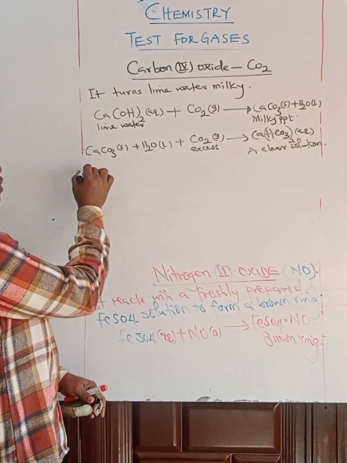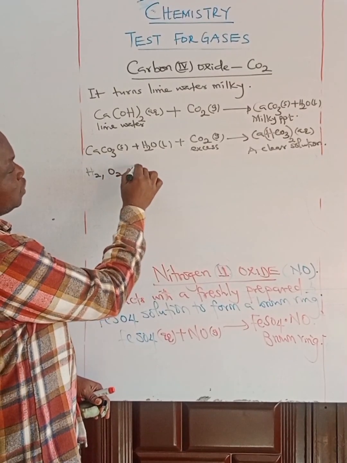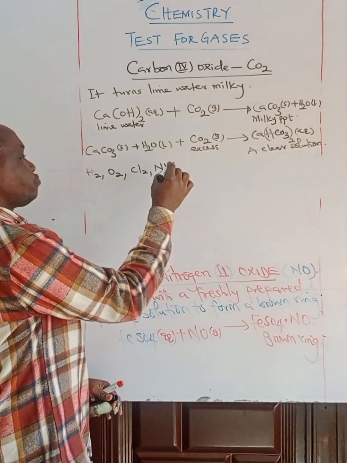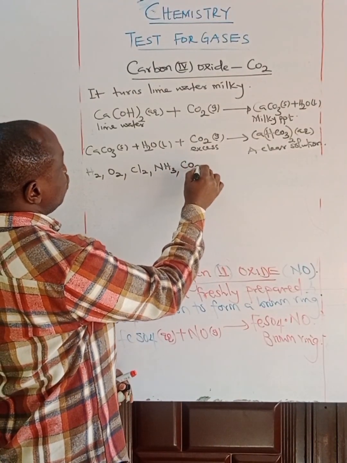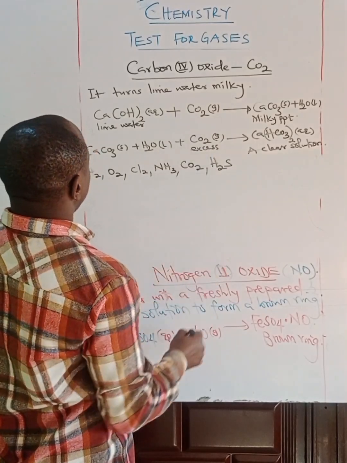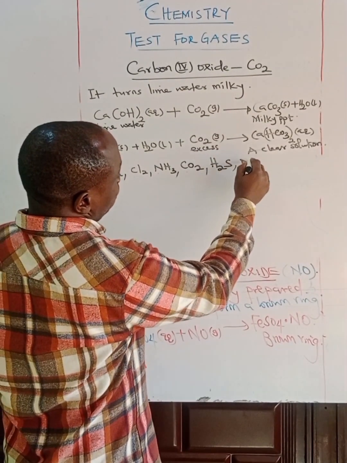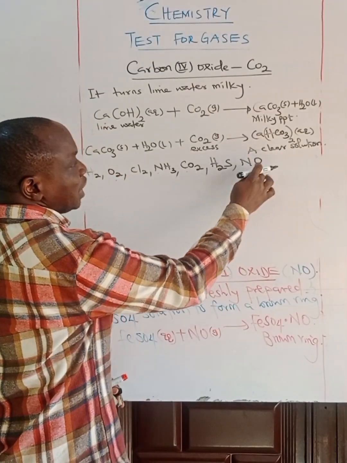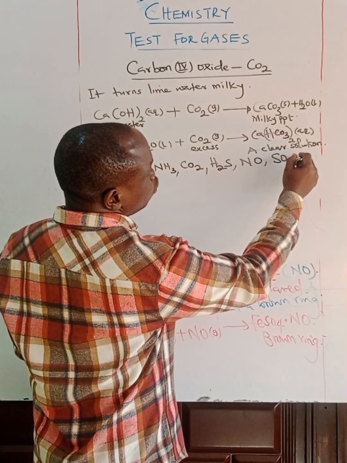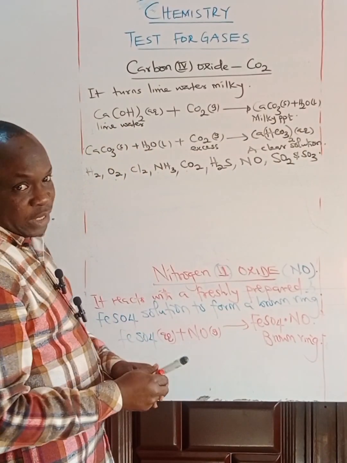Now we have seen the test for hydrogen, oxygen, chlorine, ammonia, CO2 and hydrogen sulfide. That is one, two, three, four, five, six. NO, we have explained that. Then SO2 and SO3, either of the two, you can test for that one as well.